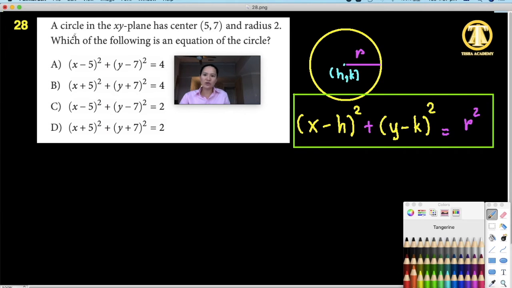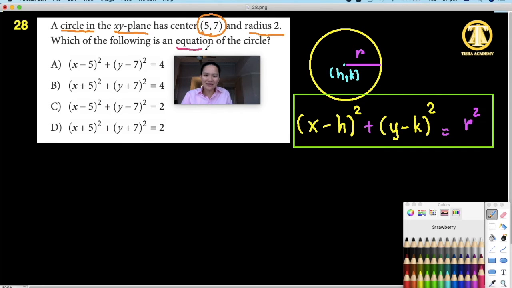Another question: you have the circle in the xy-plane, you have the center (5, 7) and the radius 2. Which of the following is an equation of the circle?